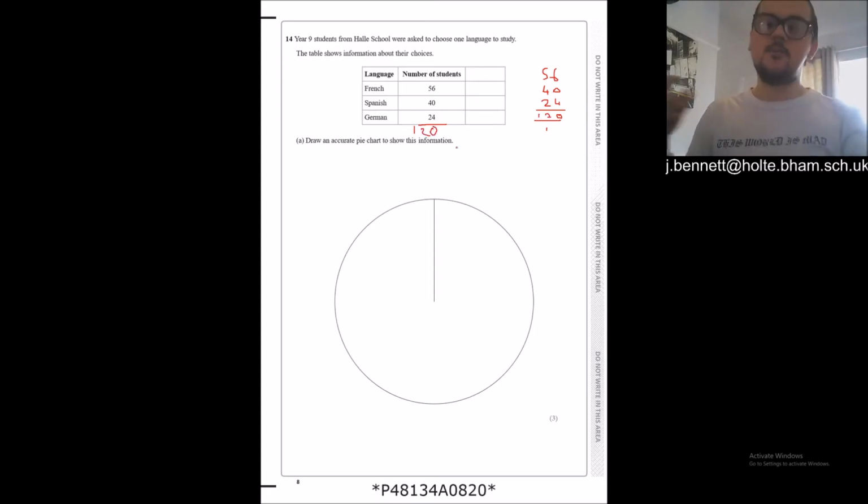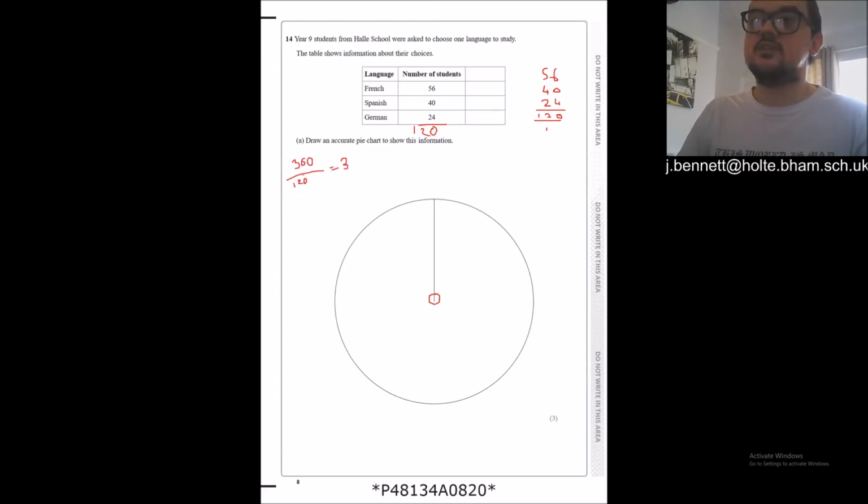So we want to work out, for every student, how many degrees on this circle they will represent. So we do a little circle here. How many degrees in a circle? 360. So we have 360 degrees divided by 120 students.